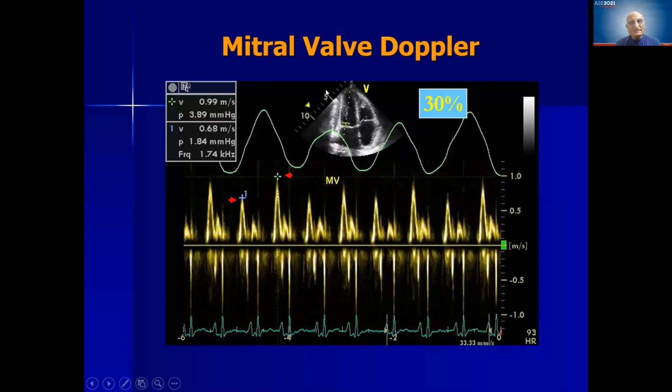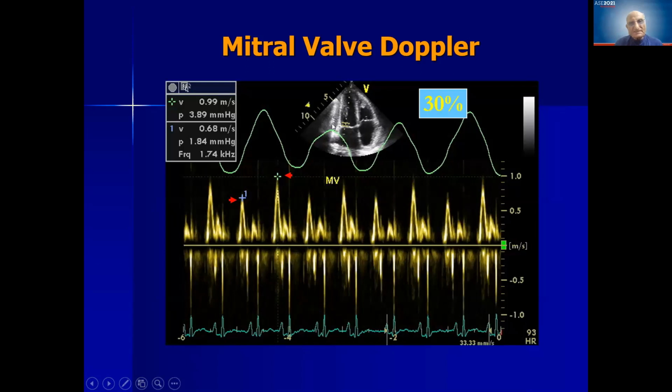Now, suppose you see what we have shown you just now. This is a respirometer. This is inspiration and this is expiration.